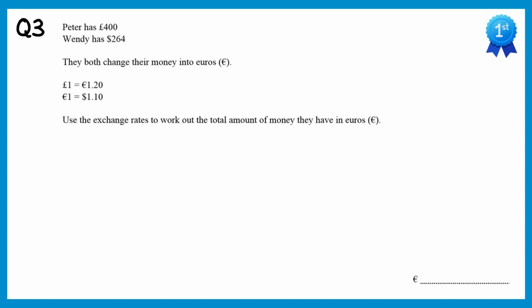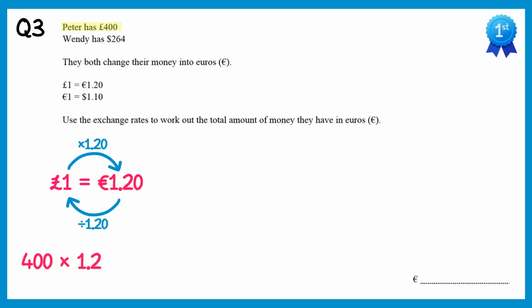In this question, we have Peter and Wendy who are converting their money into euros. Let's start with Peter, who has £400. The exchange rate for pounds to euros is £1 is 1.2 euros. This means to go from pounds to euros, we multiply by 1.2, and to go back the other way, we divide by 1.2. Since Peter has £400, and we're going from pounds to euros, we'll multiply by 1.2. So £400 times 1.2 gives you 480 euros.